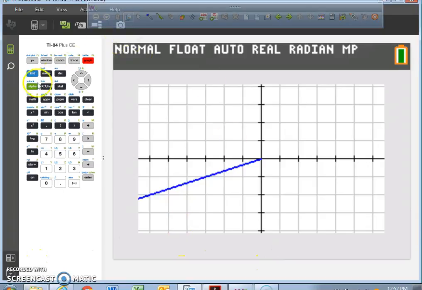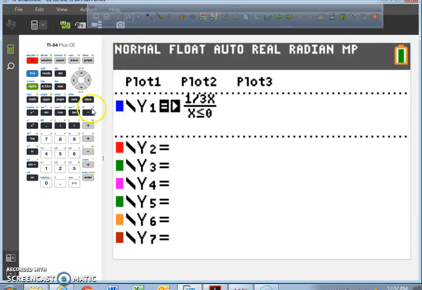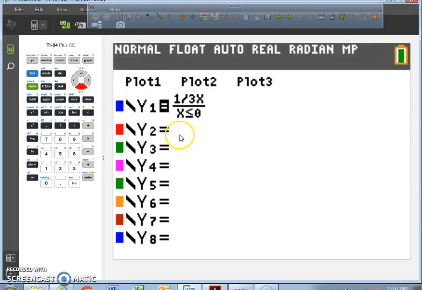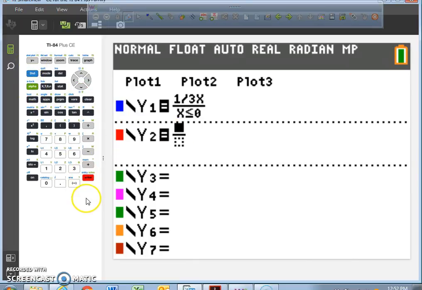All right. Go down to number 2, y2. Hit alpha, y equals, enter. Type in 2x minus 6. All right? In the numerator.